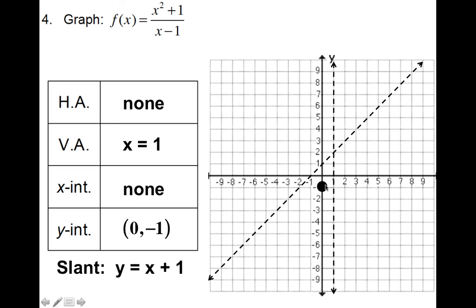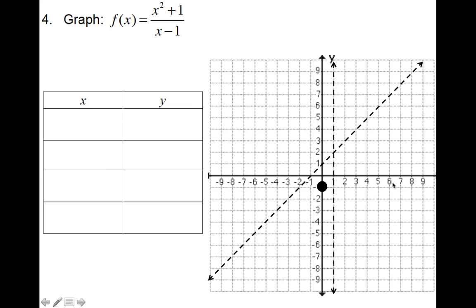So if the graph has to go through this point, I can see it's going to curve this way without crossing those two lines. But I don't know if the graph is going to be over here or if it's going to be up here. So to figure that out, you have to pick a number to the right of your vertical asymptote. So say 2.